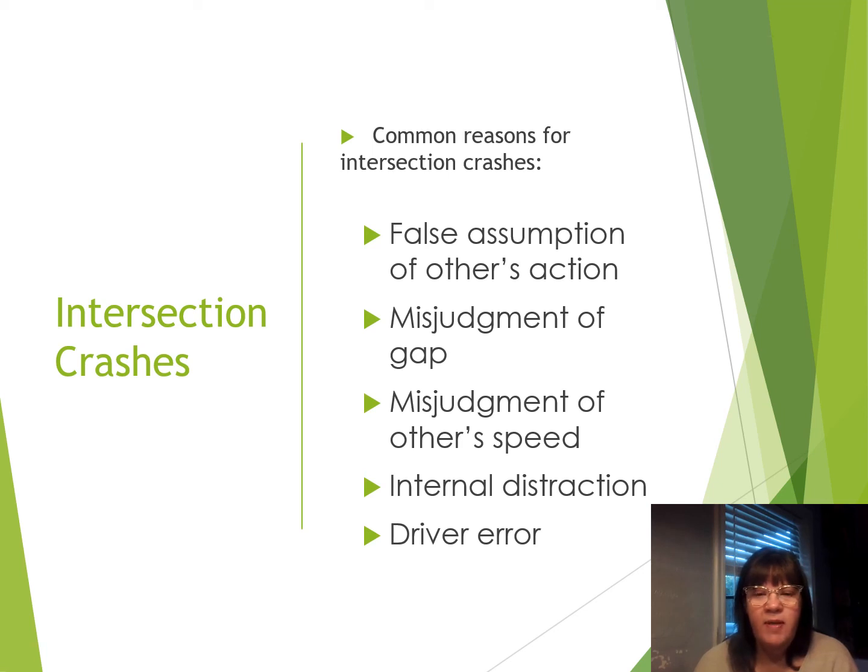Misjudgment of other speed. You cannot determine how fast a car is coming at you a lot of times. And the bigger the vehicle, the faster it looks like they're moving. So you really can't tell how fast a vehicle is going unless you have a radar gun or some sort of special Spider-Man ability. Then you can't know this.